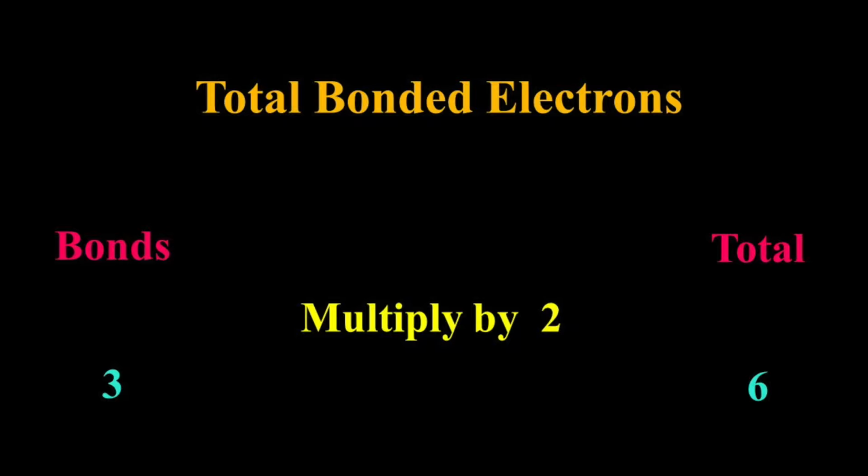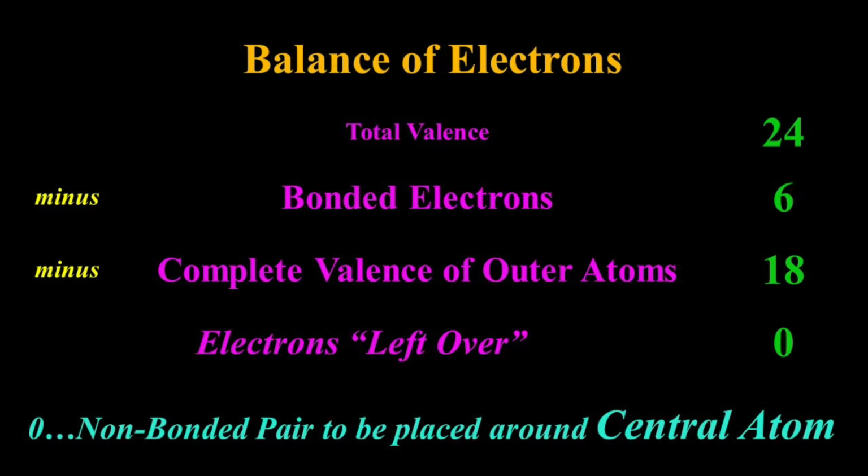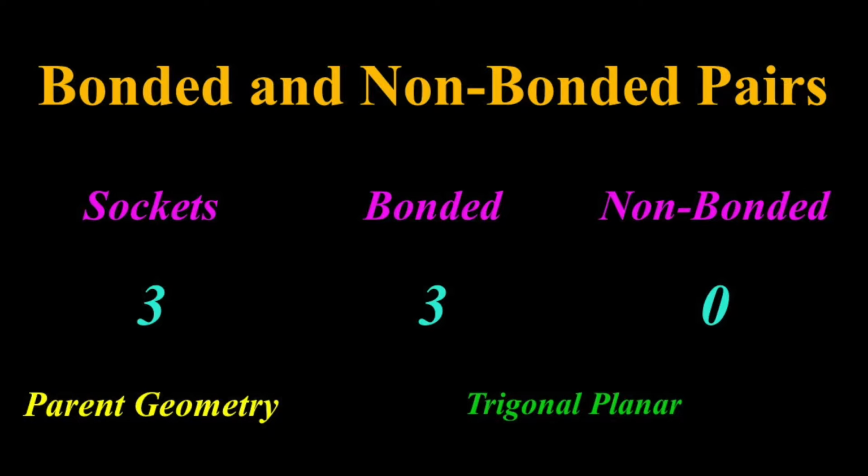We say the total valence. When someone says, what's the total valence? It just means the number of electrons. We have 3 bonds, so that's 6 electrons taken up by bonding. We know we have 3 outer oxygen atoms, so that'll be 3 times 6 is 18. So we have 18 and 6, which is 24. So we're going to have 0 electrons left over. So we will have 3 sockets, 3 bonded, 0 non-bonded.